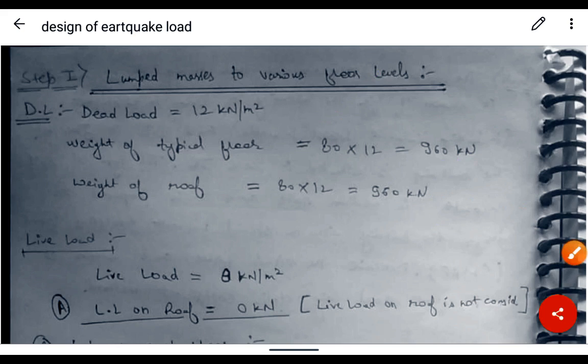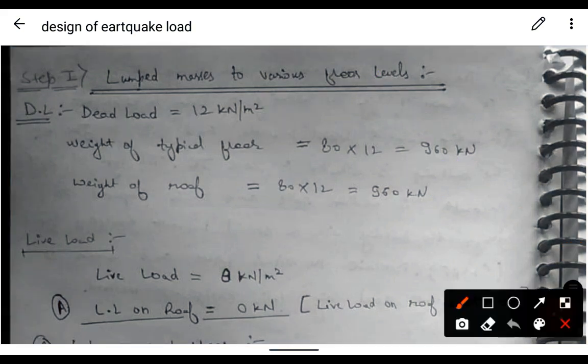Now talking about the weight of roof, I will tell you why I am calculating the weight of roof separately. One thing we need to keep in mind is that we have to calculate the weight of floor and weight of roof separately. For the roof, I am again going to multiply the plan area by the intensity of dead load, that is going to give me the value of 960 kilonewton.